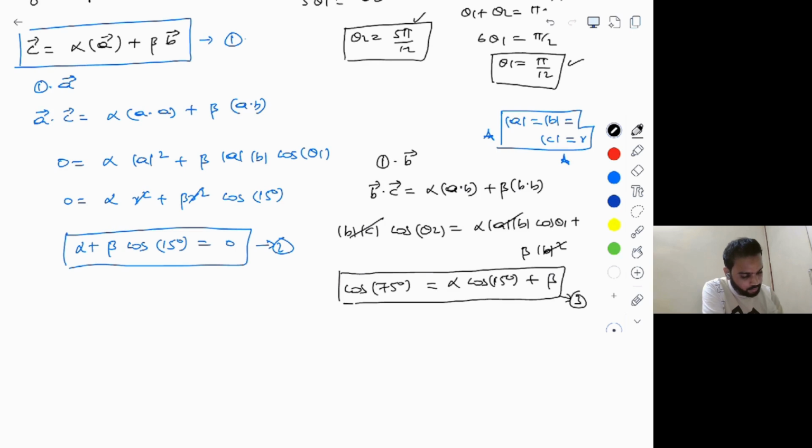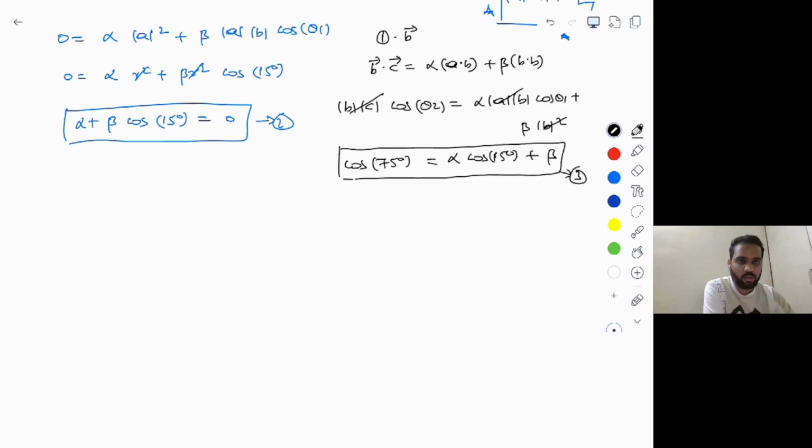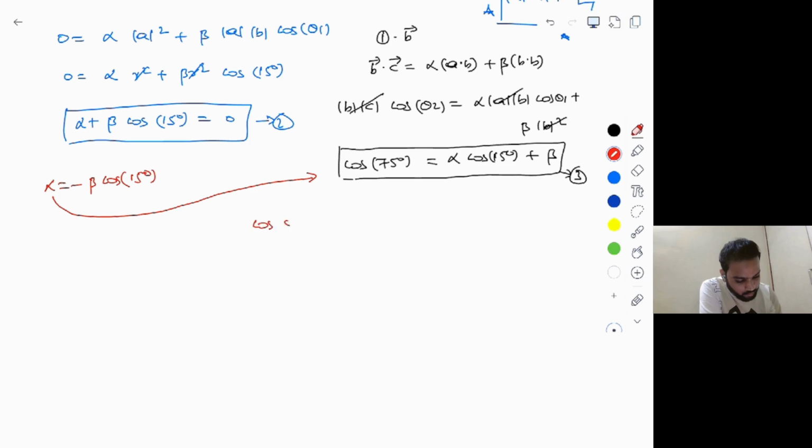Equation number 3. Now clearly you know what to do. Two equations are there, two unknowns are there. From the first equation, you can take alpha value, which is equal to minus beta times cos of 15 degrees, and take that value of alpha, put it in equation number 3, from which we get cos of 75 degrees is equal to alpha is what?